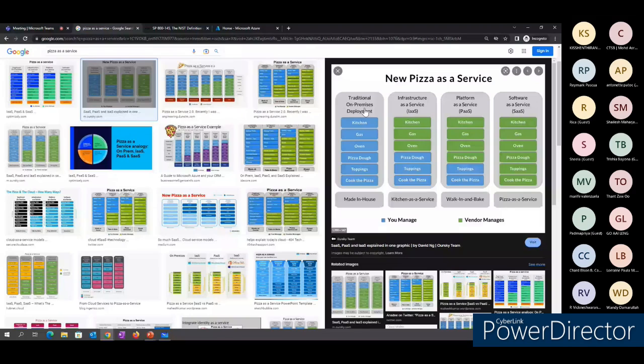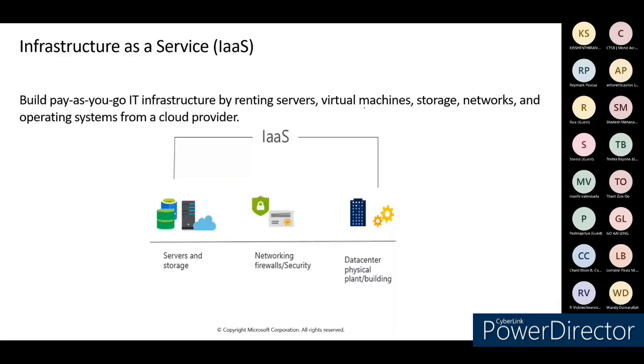Now, another model. Hello, I hope you can hear me. Okay. Now the next model is called IaaS, infrastructure as a service. This is where you're dealing with or handling resources like servers, network, security or a data center kind of resources.